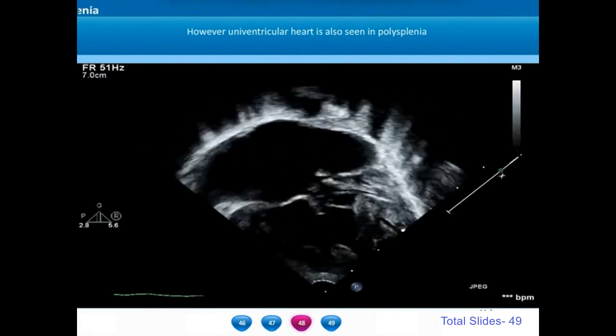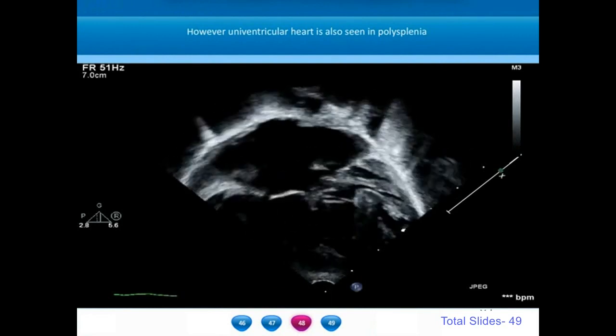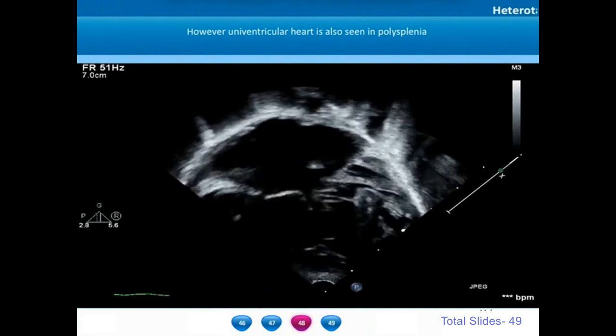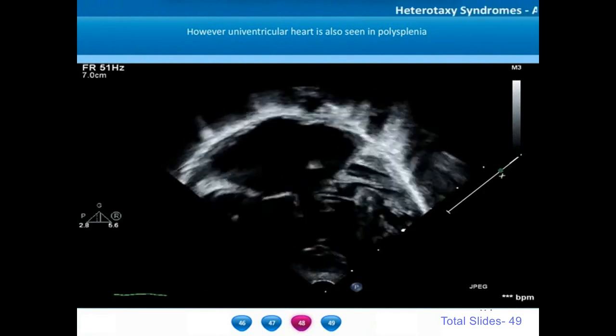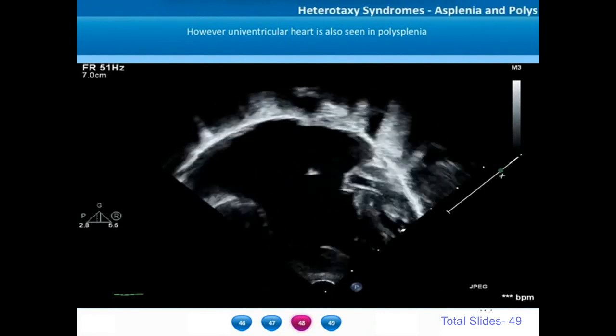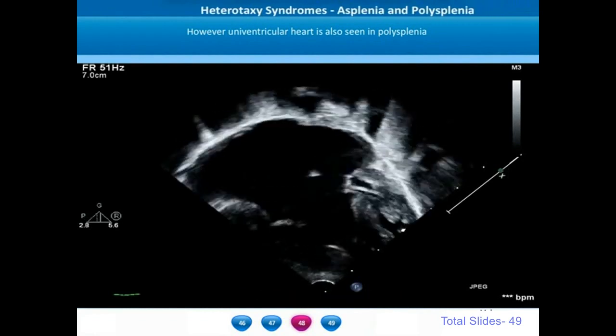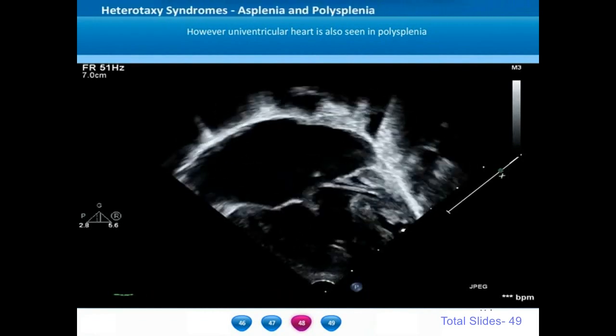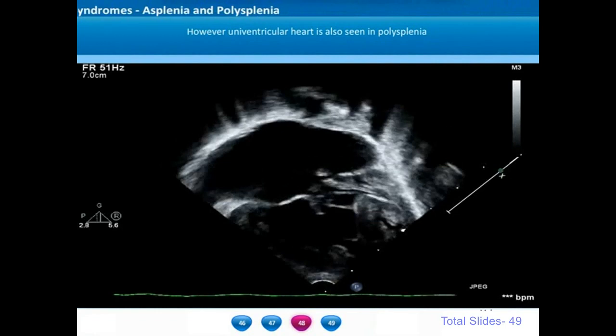Sometimes polysplenia may be associated with a univentricular heart. This is an example of a complete AV septal defect, unbalanced with a hypoplastic left side and a large right ventricle, a free-floating bridging leaflet in association with large primum and secundum atrial septal defects.